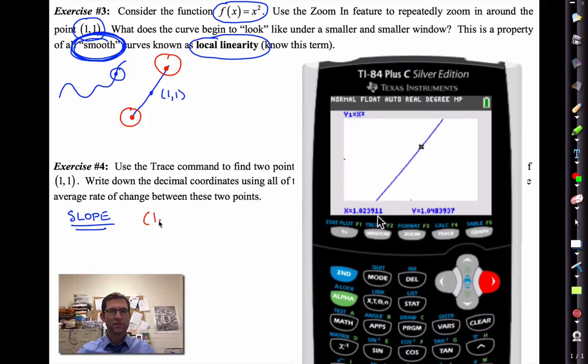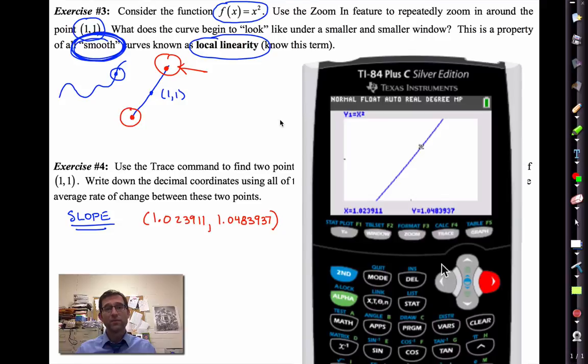According to my eyes, it looks like 1.023911 and 1.048337. So that's the point up here. Now I also want a point that's on the other side of 1, 1.